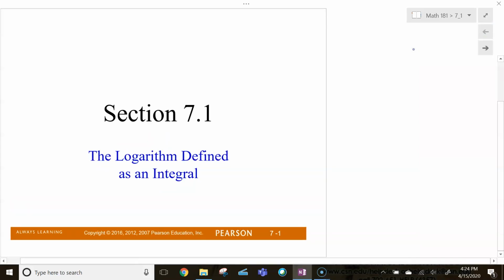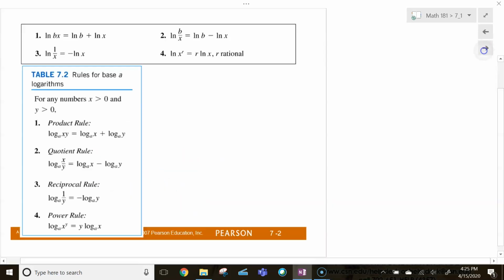Good to see you. We've got the logarithm defined as an integral. We're actually just jumping into this section only to finish off this content for our exam. The first bunch of slides here are just reviewing a bunch of our rules from pre-calculus as we get back into taking derivatives and integrals of our transcendental functions.